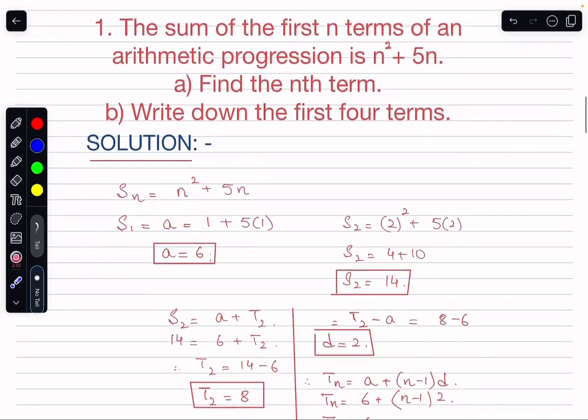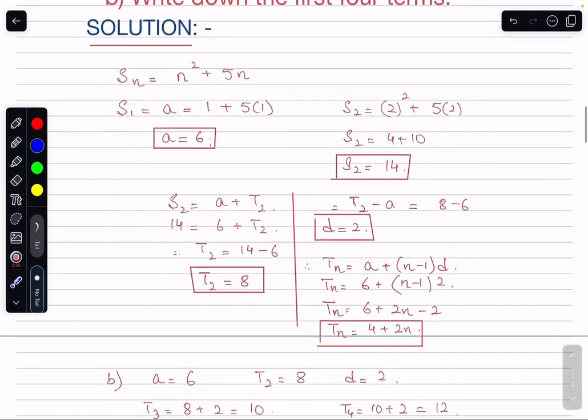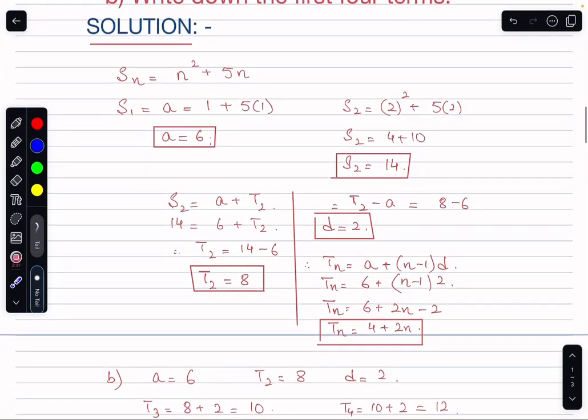Because the question is asking for the nth term, I can say Tn equals A plus n minus 1 times D, or Tn equals 6 plus n minus 1 times 2. Tn then equals 6 plus 2n minus 2, and 6 minus 2 is 4. So the nth term is Tn equals 4 plus 2n. This is the nth term for this sequence.